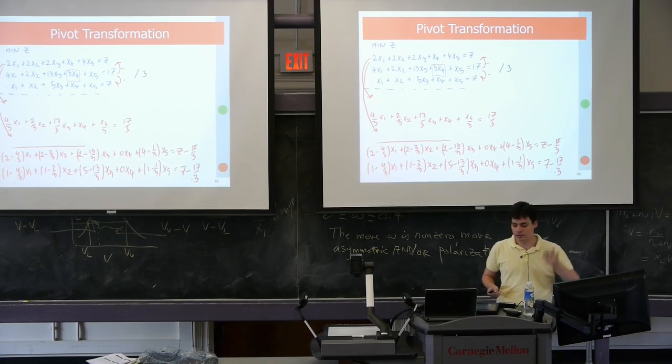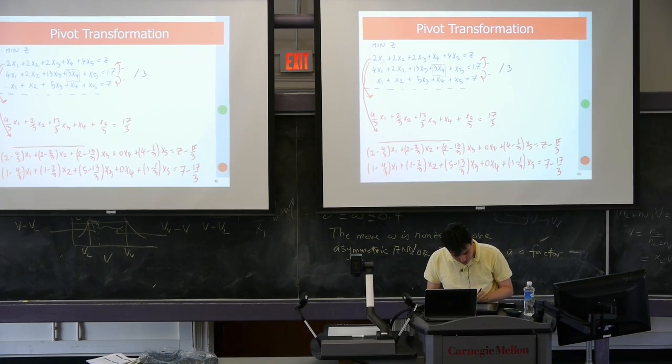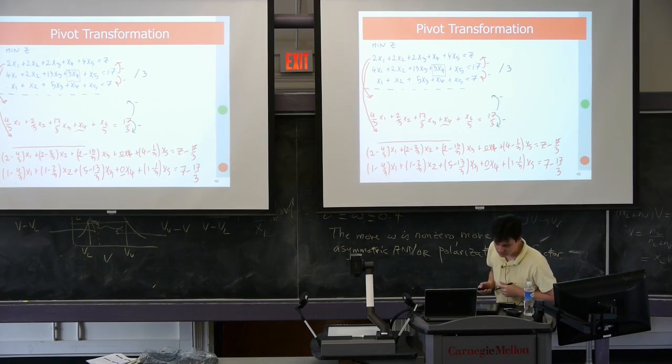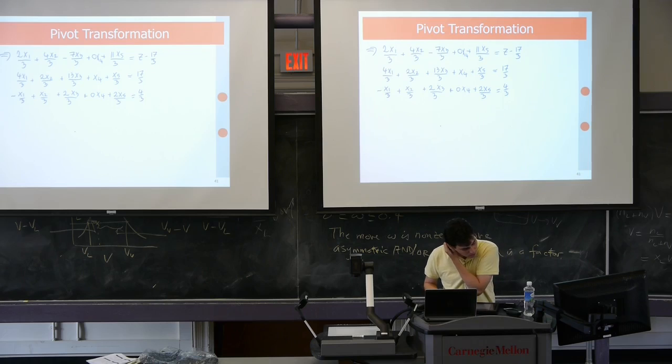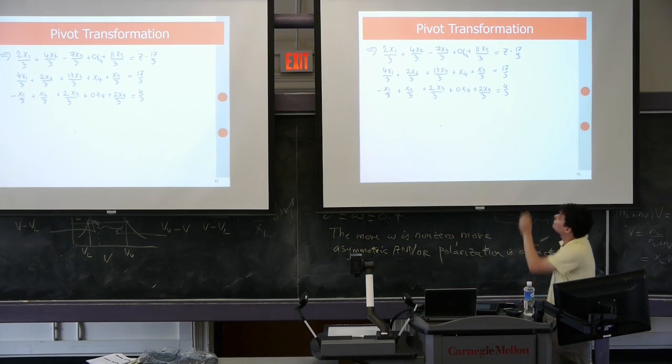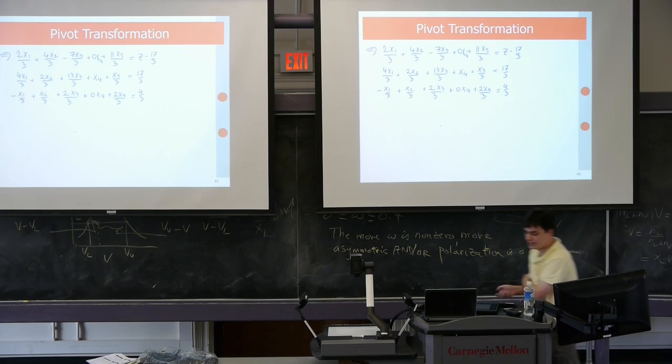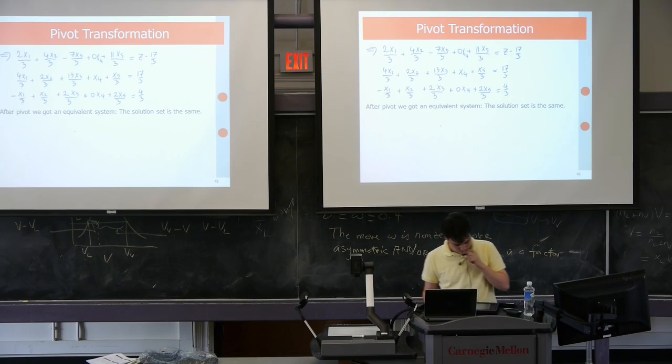Right? So the benefit of this, that now the coefficients of x4 are 0, 0, and 1. Okay, so this is what happens if we simplify the equations. So we have this new system, and you can see that we have the coefficients of x4, 0 here, 1 here, 0 here, right? And this is called pivot transformation, and after pivoting we got an equivalent system, that is the solutions, they are the same here.